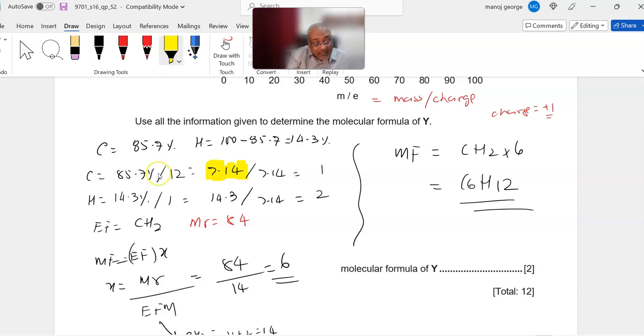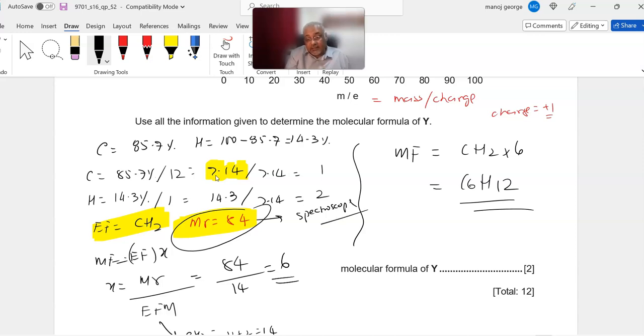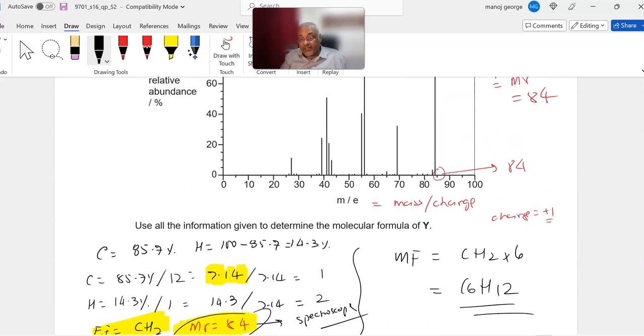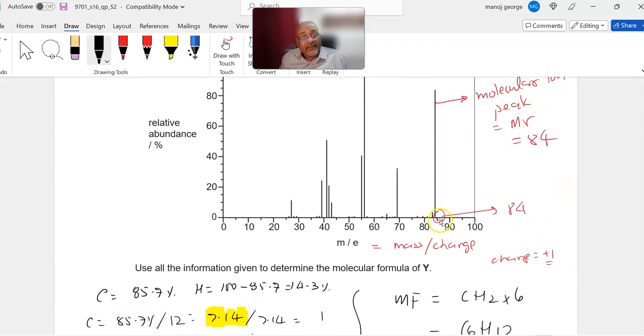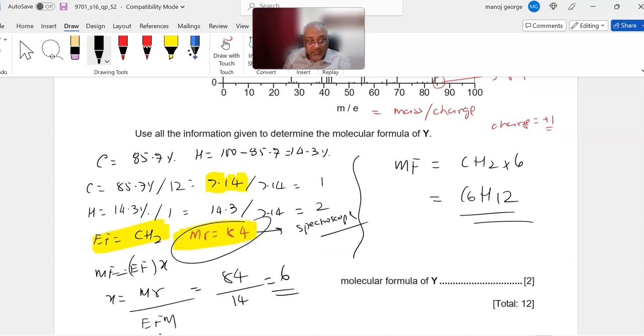And once you get the empirical formula, now the MR, this MR is from the spectroscope. So this MR information came from this data what they gave us. So we have a peak at 84 on the extreme right. So this peak represents the molecular mass. So instead of writing the molecular mass as 84, they gave you mass spectral data, and they wanted you to figure out that the molecular mass is 84 from that data. So that's the only reason why they gave you that picture.